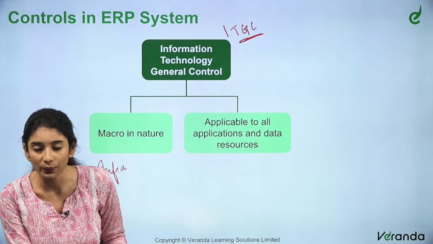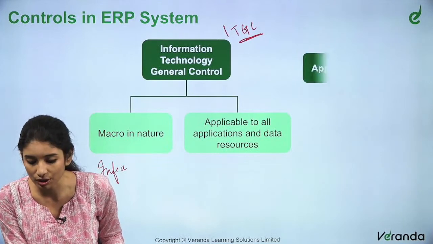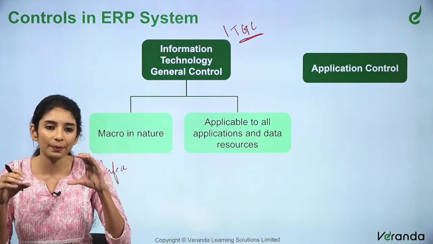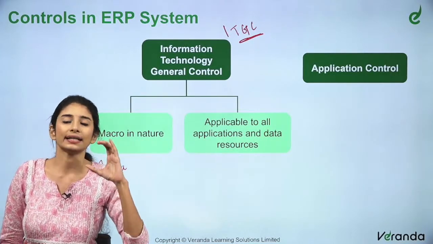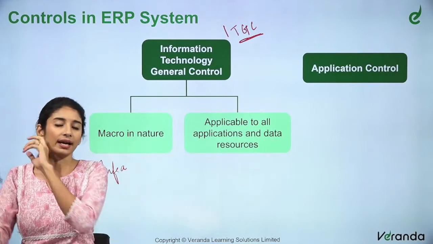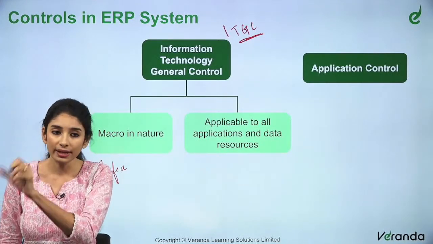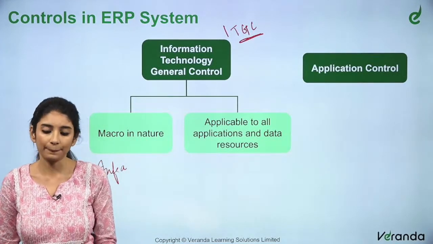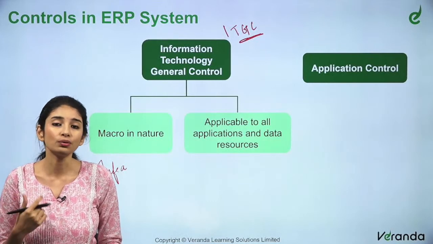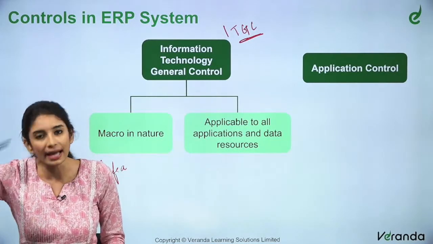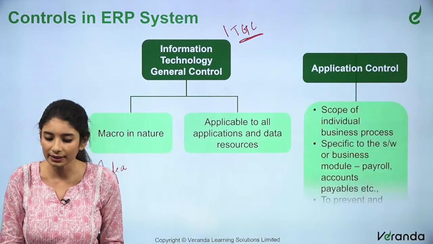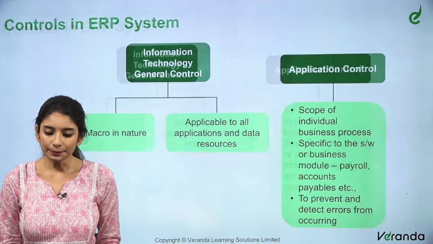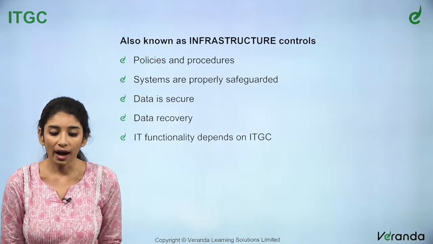So apart from ITGC, we have another bracket called application controls. Now these application controls are to prevent and detect errors in individual applications. Can I have controls for Tally? Yes. Can I have controls for Excel? Yes. Can I have controls for my browser? Yes. So different applications will have different controls built in place, which are known as application controls. They are applicable to individual applications, built inside the application itself.